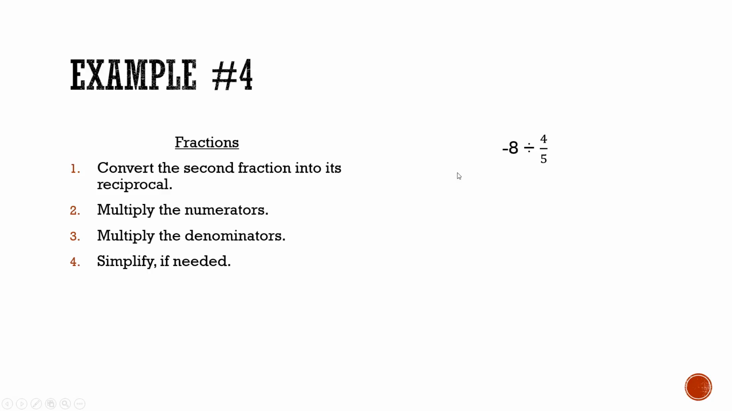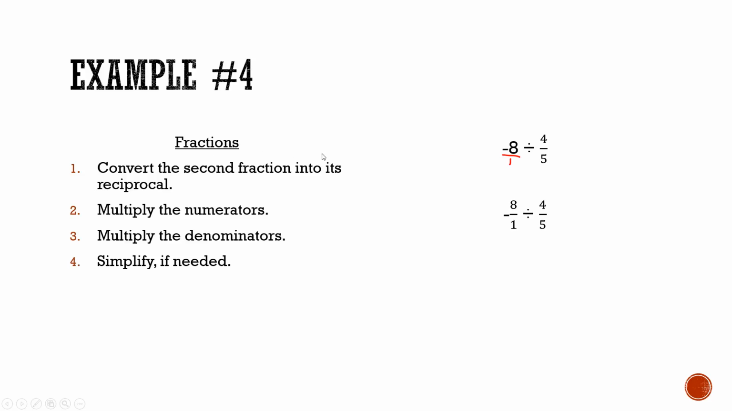In our first example, we have -8 divided by 4 over 5. Although this does not look like it's a fraction, every number is a fraction. So -8 is the same as -8 over 1. And that puts it into a fraction form that we can divide by.